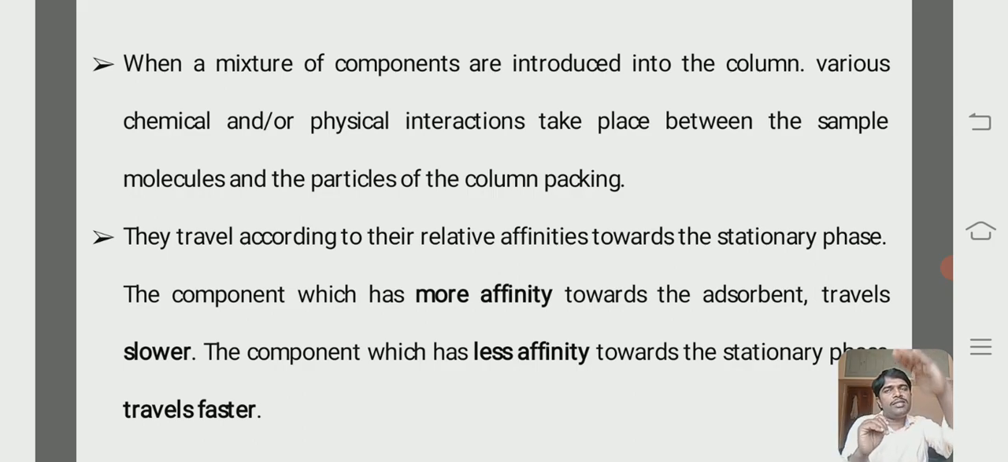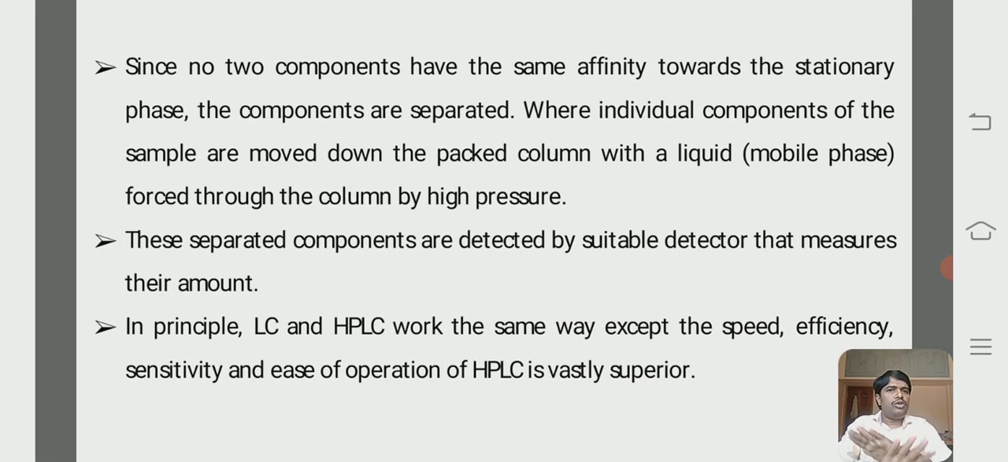The component which has more affinity towards the adsorbent travels slower. If it has more affinity towards the stationary phase, obviously it will travel slower. The component which has less affinity towards the stationary phase obviously travels faster. Since no two components have the same affinity towards the stationary phase, the components are separated easily.